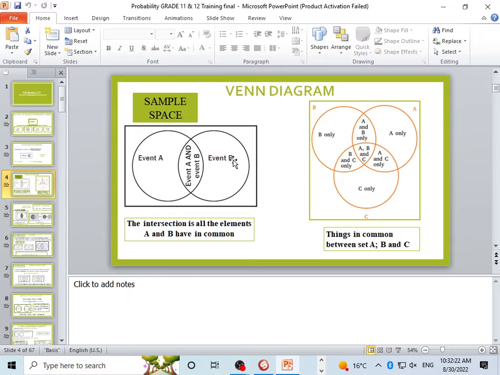Remember, we're not talking about maths now. So they have accounting and some that only has math lit. But there are some learners that have math literacy and accounting. And that's where the cross happens, where the two circles cut each other. So let's say this is math lit, this is accounting. These will be the number of learners that have math lit and accounting.